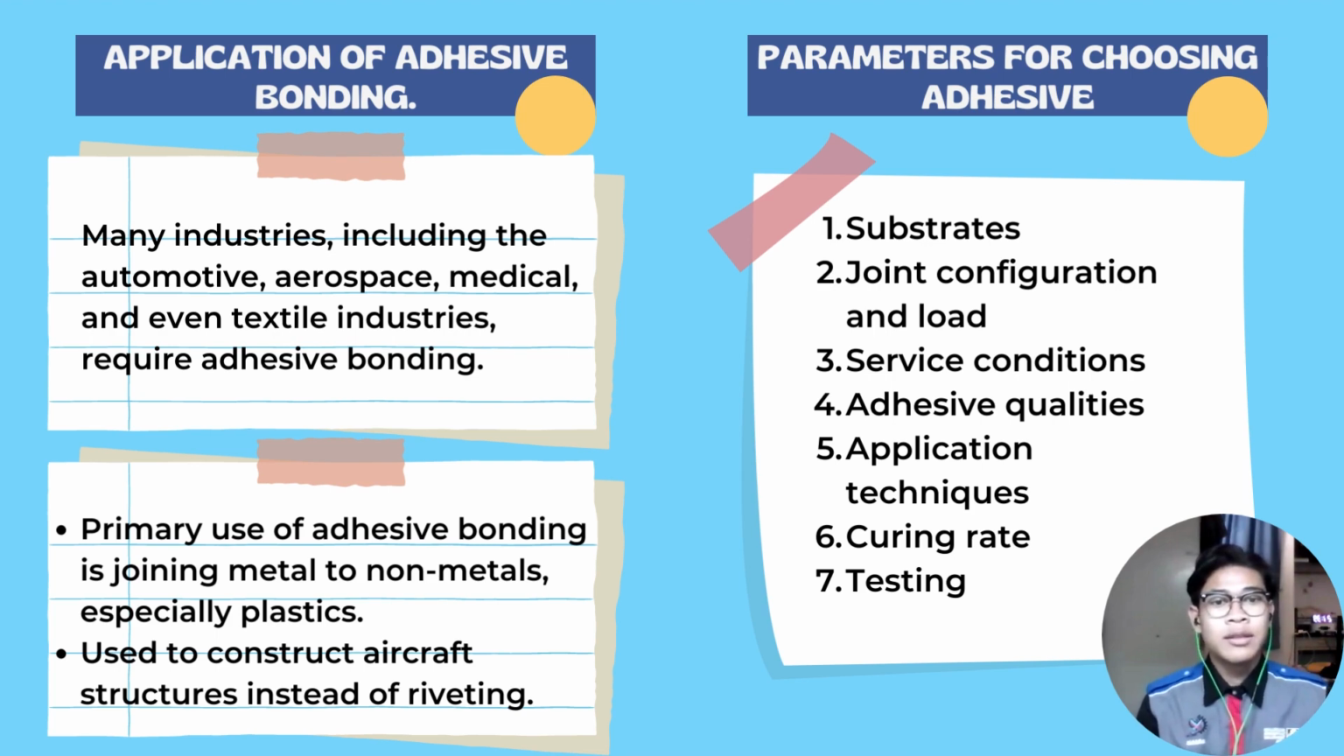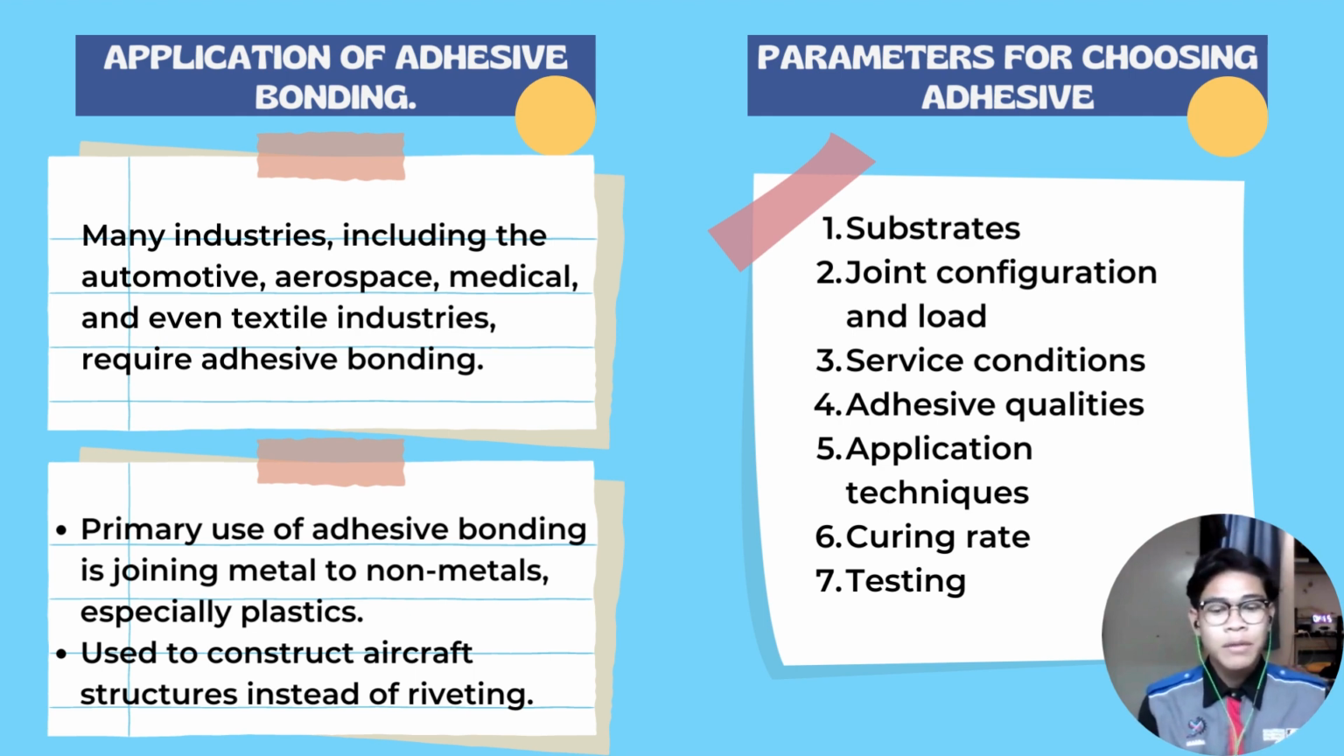Next is about parameters for choosing adhesive. First, substrate. It is about what materials are required for bonding. Is it metal, wood, or plastic? Is the area big or small, and is the surface similar or different? Second, joint configuration and load. When developing an adhesive joint, we should consider how to maximize shear, minimize peel and cleavage, maximize compression and minimize tensile. Joint breadth is more significant than overlap strength.